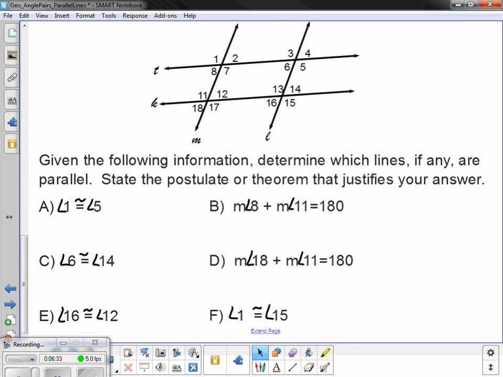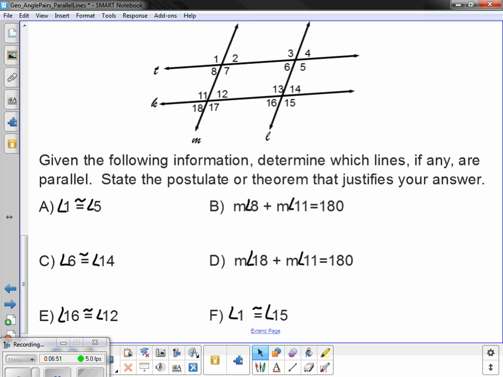I've got this figure. Eyeballing it, it looks like T and K are parallel. It looks like M and L are parallel. But we want to prove that they're parallel. We need to use one of those theorems that we just had, or postulates from above, to say that they're congruent. So here's the way I do this.